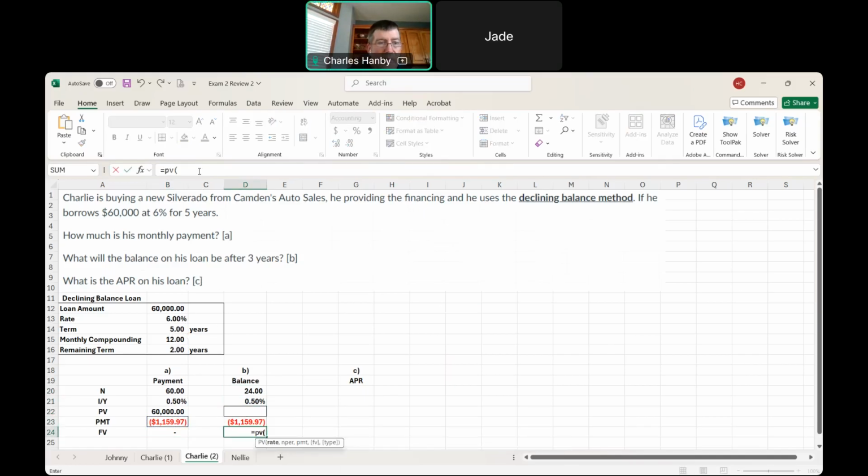And I go up here in the formula bar. So rate, comma, number of periods, comma, and comma. There we go. And then payment. And again, I don't have to include future value because it's 0.